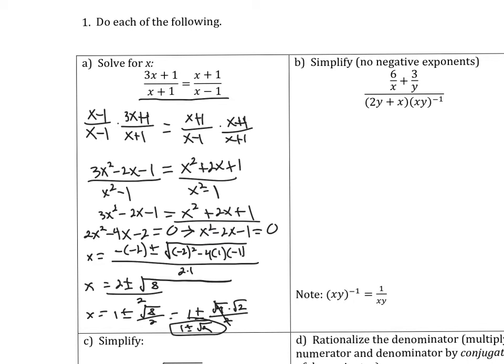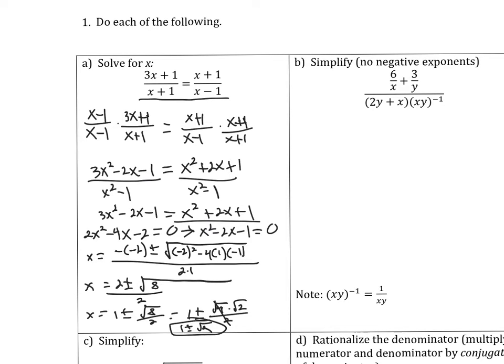So what we did here with the square root of 8 was we recognized that it could be broken into the square root of 4 times the square root of 2. And when I did that, the square root of 4 just simplifies to 2, and the 2 in the numerator and denominator canceled out, leaving me with just 1 plus or minus root 2. All right, the next one.